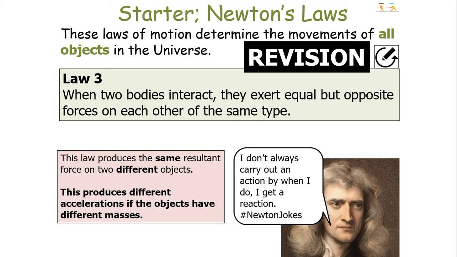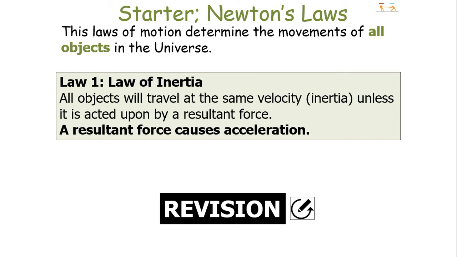Now this can produce different accelerations on the two objects if they have different masses, because it's both the resultant force and the inertial mass that affects your acceleration. So let's just revise what we've learned so far. First law of motion. All objects travel at the same velocity unless they're acted upon by a resultant force. A resultant force causes acceleration.